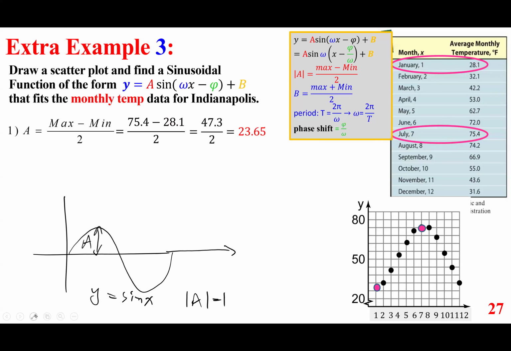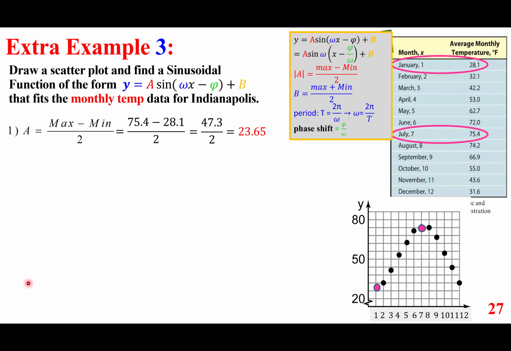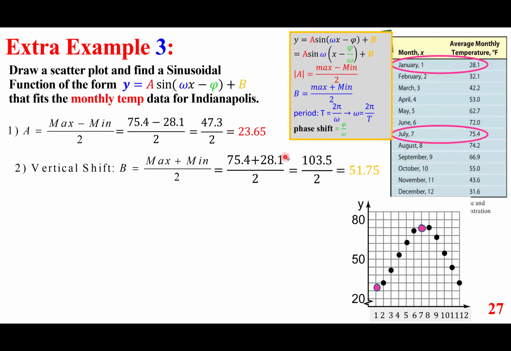Let me erase my work, everybody. What is the vertical shift? B is max plus min divided by 2. If you go back to what I had, when we add them up, 1 and negative 1, we get 0 divided by 2, right? So now add them up and divide by 2. You get 103.5 divided by 2, or 51.75.